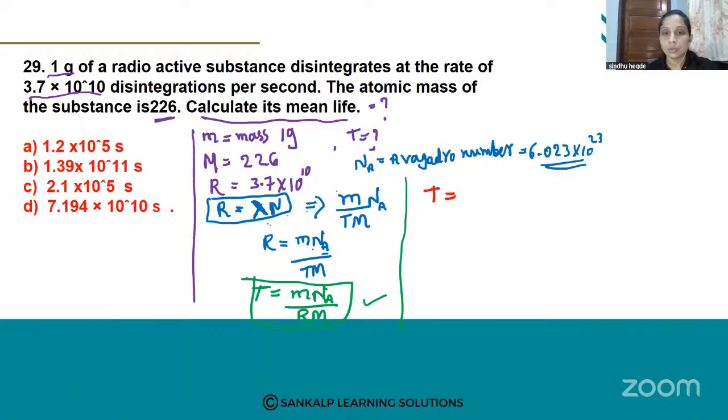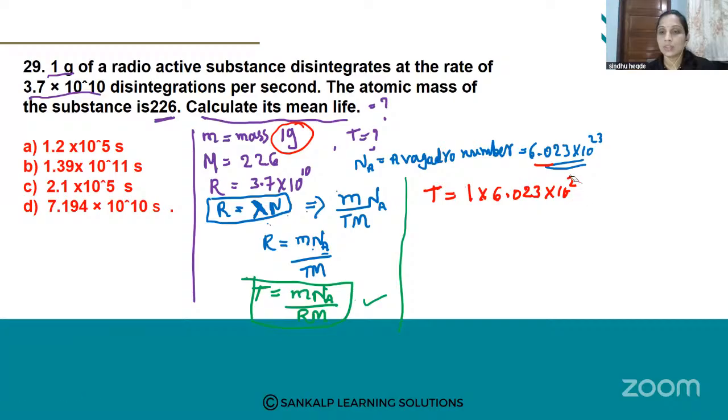T is equal to, what is M? M is the mass of the substance, that is 1 gram. They have given the M value as 1 gram, right? So substitute here: Na is nothing but the Avogadro number, that is 6.023 into 10 raised to 23.